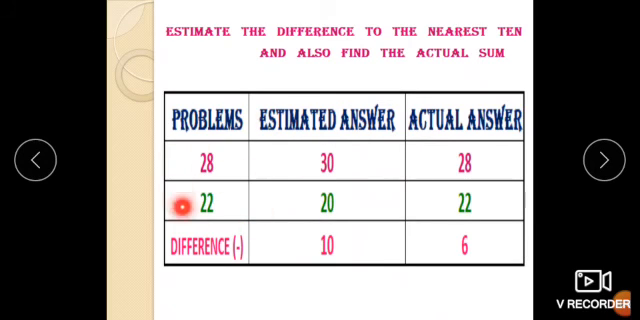Next we find the actual difference of 28 and 22. When 22 is subtracted from 28, the answer is 6. So for 28 and 22, the estimated difference is 10 and the actual difference is 6. We'll move to the next slide.